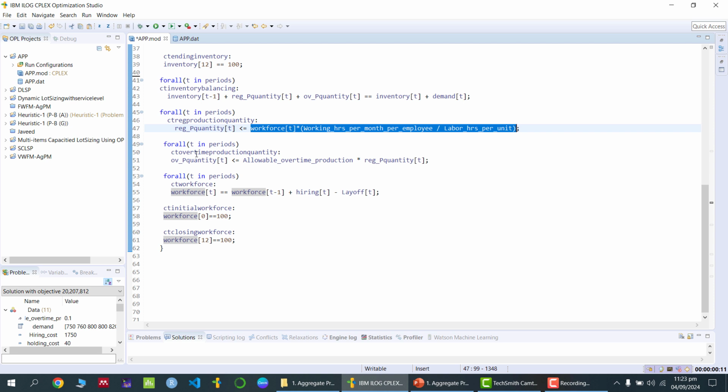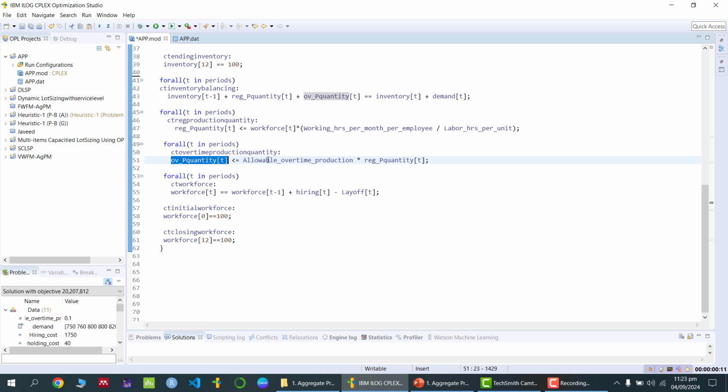Then for the overtime production capacity, the overtime production quantity must be less than or equal to the allowable overtime production, which is 10% of the regular time production quantity. So that is a capacity constraint for overtime production.